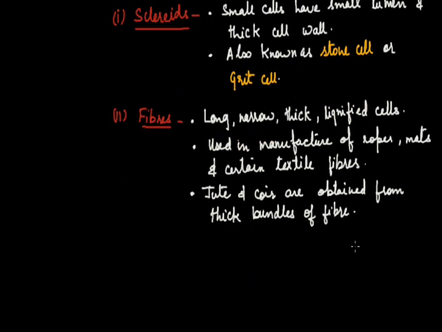So this is all about the types of supportive simple permanent tissue. In the next lectures we will be discussing the complex permanent tissues.